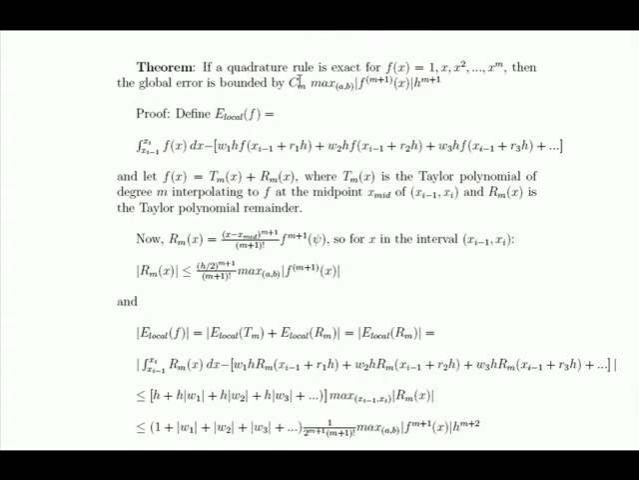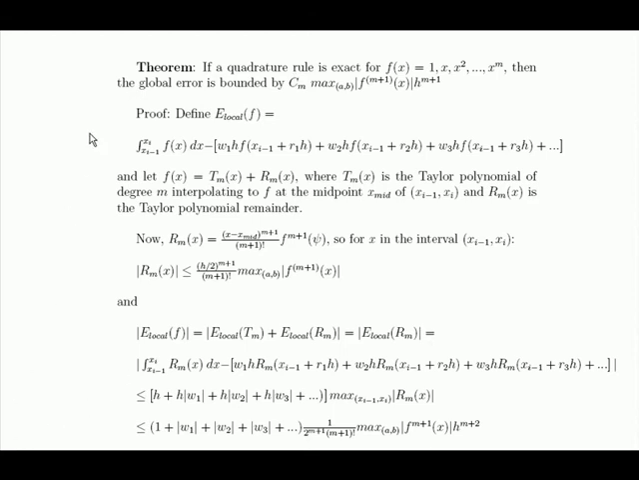It simply says that if a quadrature rule is exact for 1, x, x squared, up through x to the m, in other words, exact for all polynomials of degree m, then the global error is bounded by a constant, depends only on m, times the maximum of the m plus first derivative of f times h to the m plus 1 power. In other words, if a quadrature rule is exact for all polynomials of degree m, it's order h to the m plus 1.